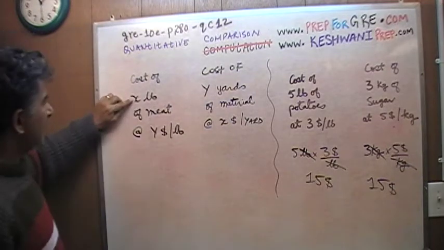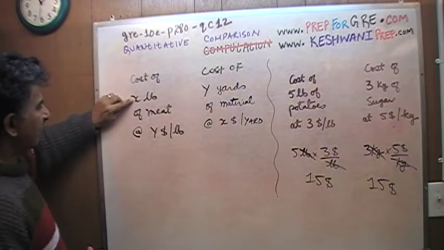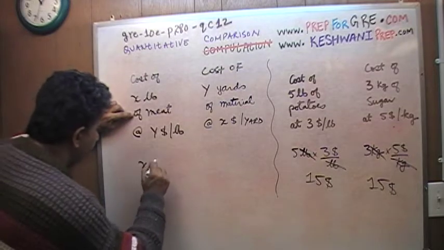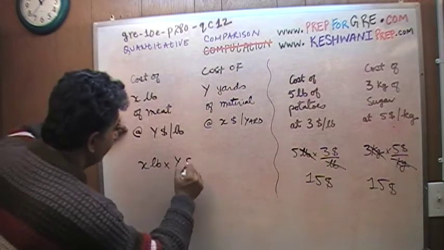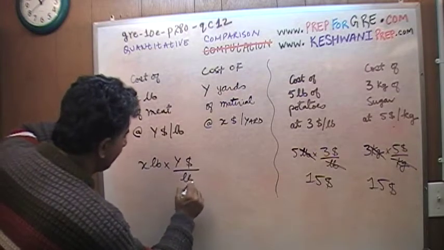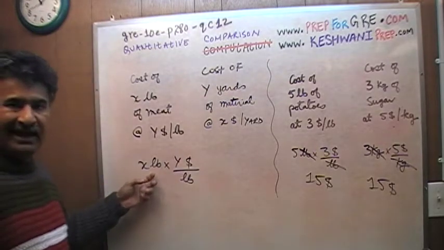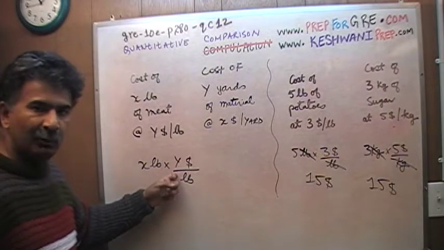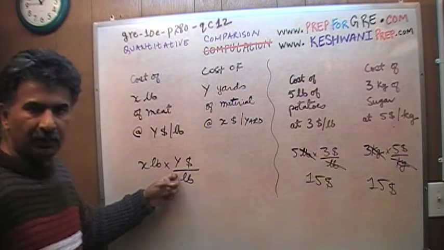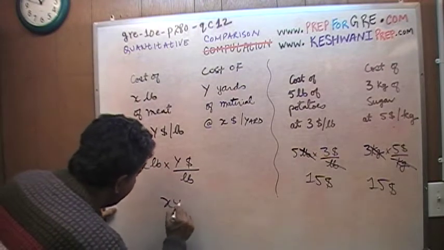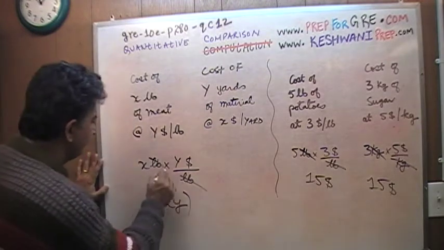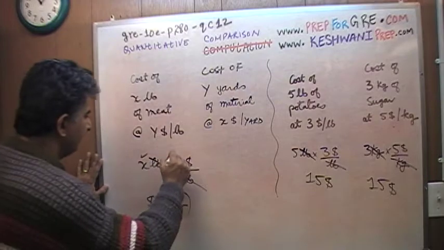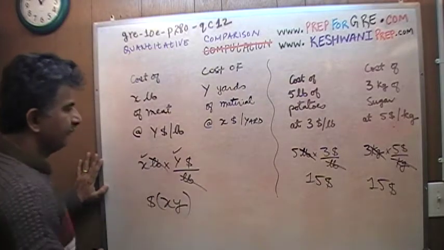I'm buying X pounds of meat at $Y per pound. Well, if I'm buying X pounds and I'm paying $Y for each pound, I must have paid X times Y dollars. That's all. You see? Here's my X and here's X times Y.